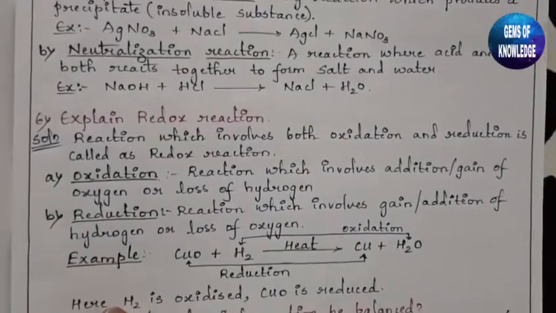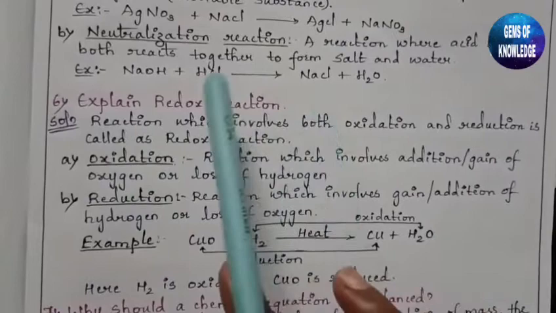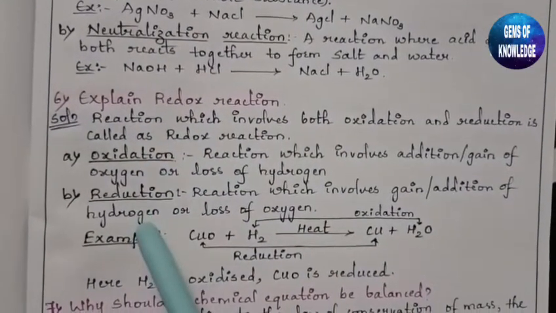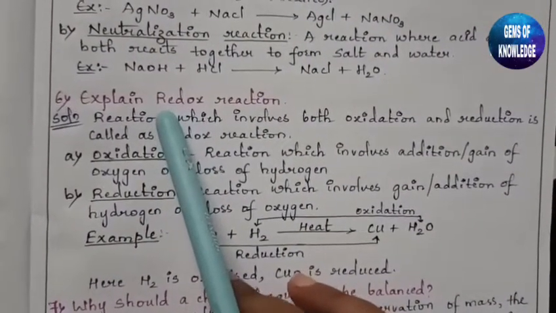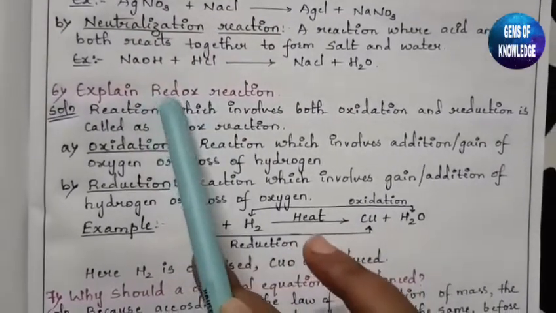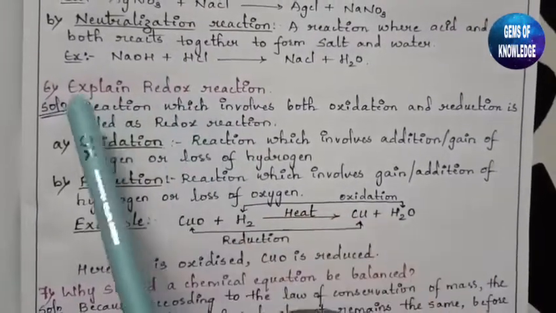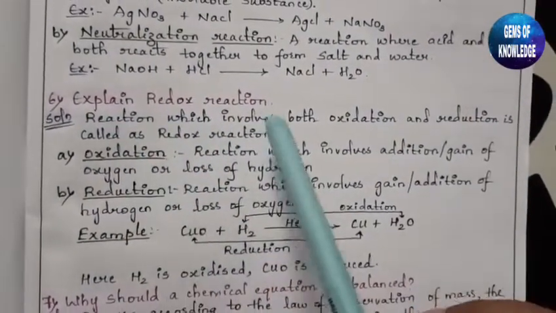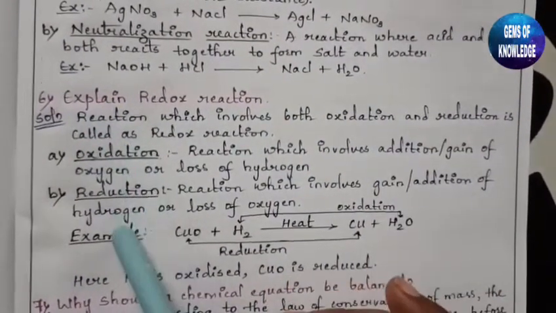Moving to the next question, explain redox reaction. You need to understand that redox means two conditions are present: one is oxidation and one is reduction. Two reactions are taking place in a redox reaction, reduction and oxidation. So it is called redox. A reaction which involves both oxidation and reduction is called a redox reaction.